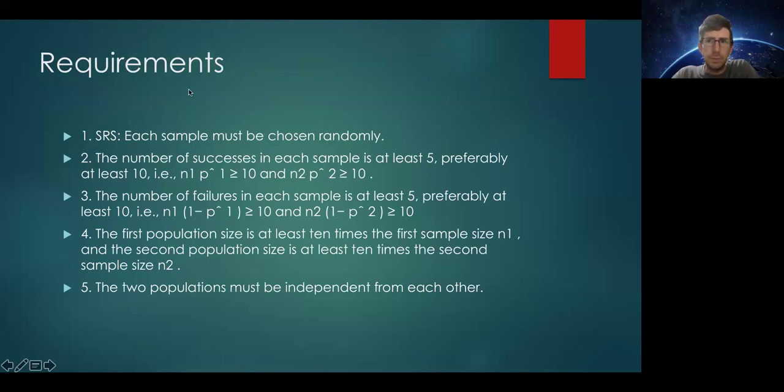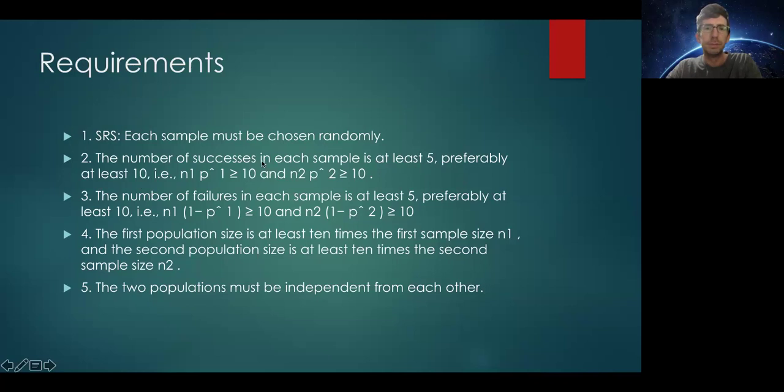So there are some requirements, right? Like we've seen before for proportions, each sample has to be a simple random sample. So now we need two samples: a sample for the first class and a sample of the second class. The number of successes in each sample has to be at least 5.